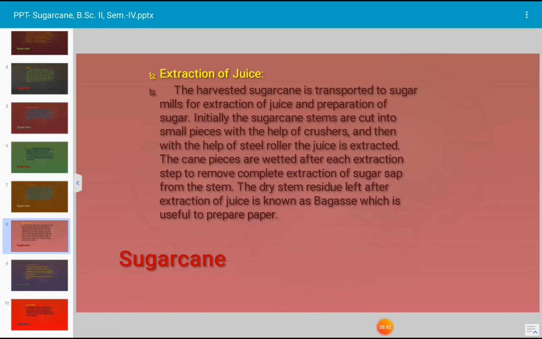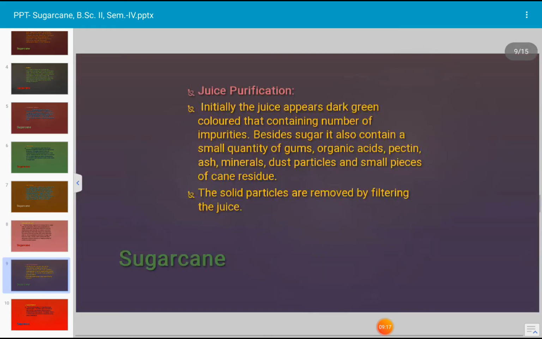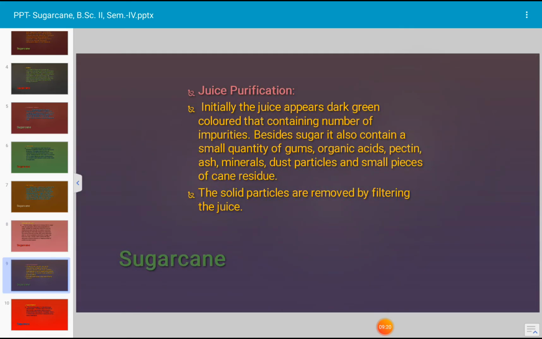Initially, sugarcane stems are cut into small pieces with the help of crushers, and then with the help of steel rollers, the juice is extracted. The sugarcane pieces are wetted after each extraction step to ensure complete extraction of the sugar sap from the stem. The dry stem residue left after extraction of juice is known as bagasse, which is useful for preparation of paper. Next, let us see purification of the juice.